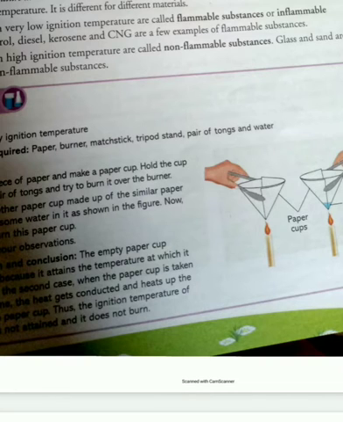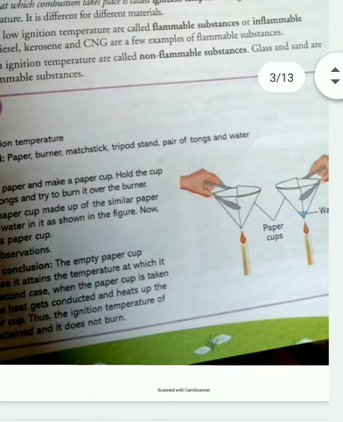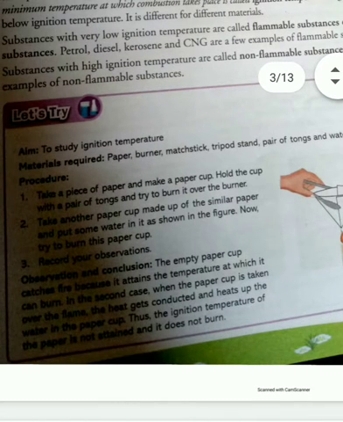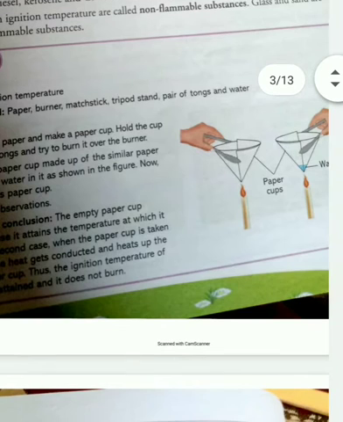So what we have done, we have taken two paper cups held by a pair of tongs, and when we start burning them, in one paper cup we put some amount of water. What will you see? The paper which did not have water will start burning, meaning it attains its ignition temperature, whereas the other paper which contains water takes some time to burn. Till its ignition temperature is achieved, the paper cup will not burn. So I think this property is clear to you, that the water has increased the ignition temperature.